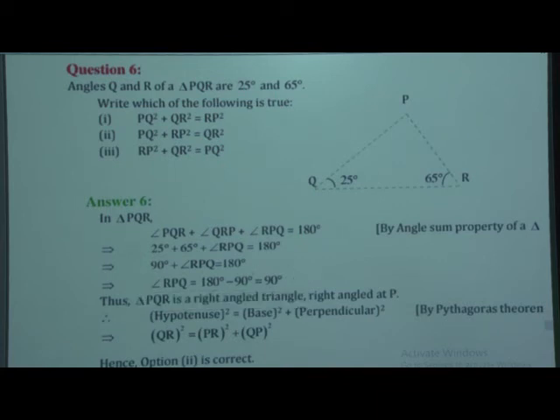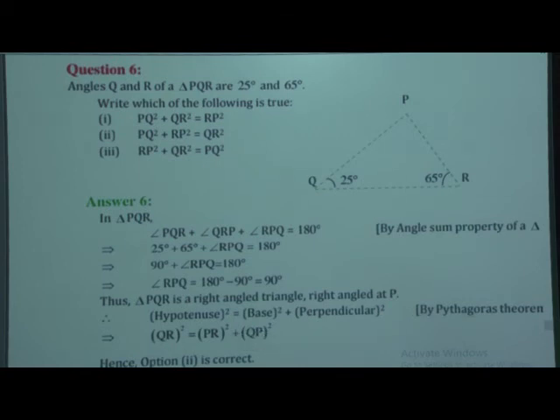So now we know the angle, that is angle P is 90 degree. Thus triangle PQR is a right angle triangle, with the right angle at P. Now we have to go for an imaginary right angle triangle where P will be the 90 degree. So by the Pythagoras theorem, hypotenuse square is equal to base square plus perpendicular square.